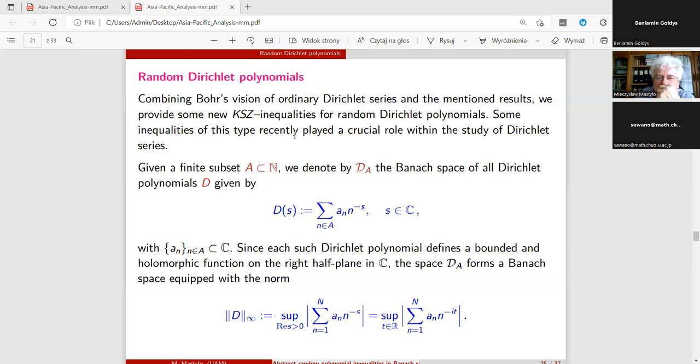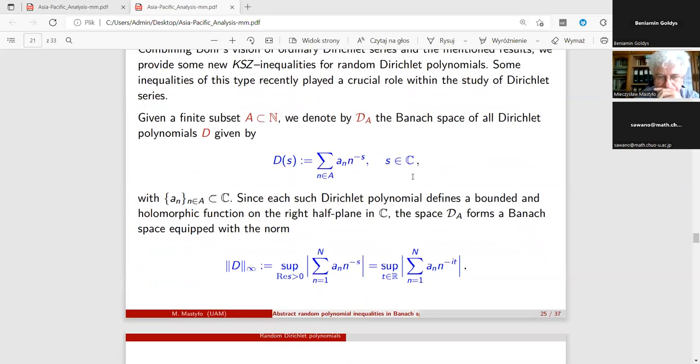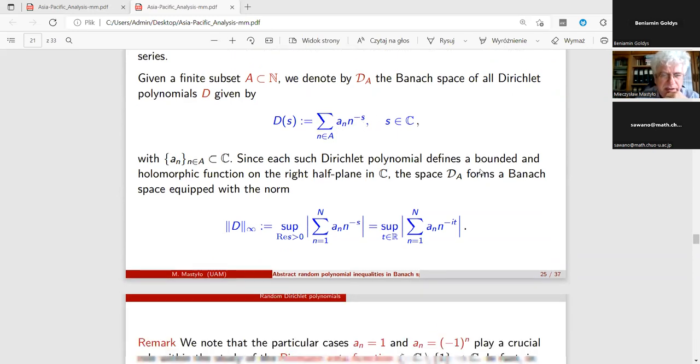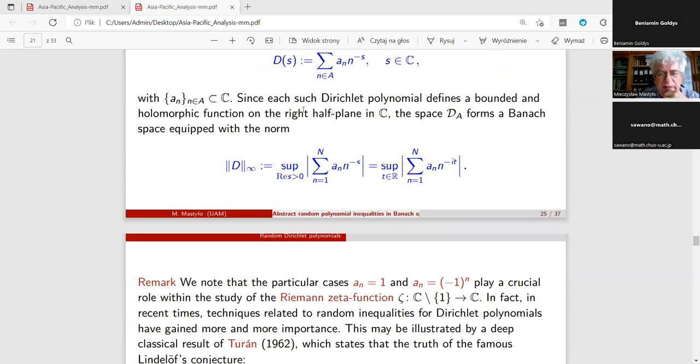So this type of inequalities plays a very, very important role in the study of the unconditional basis constant or Gordon constant, an important characteristic in the local theory of Banach spaces and also holomorphy. We have a given subset of positive integers, and by its script Bn we denote the space of polynomials of the following form: complex coefficients times n to the power minus s, s in C, and this is a sequence of complex numbers.